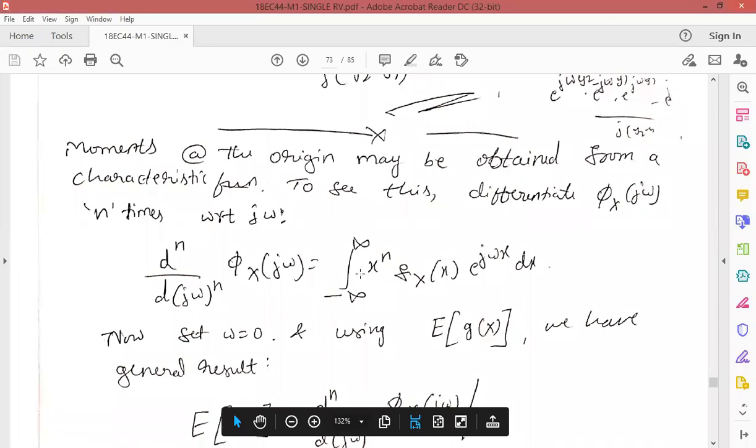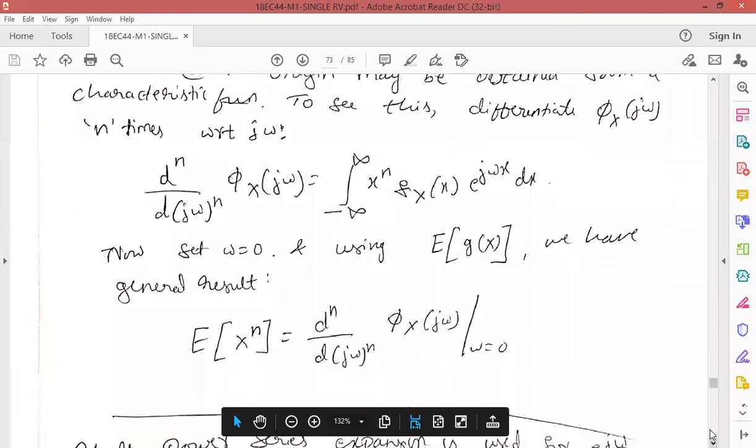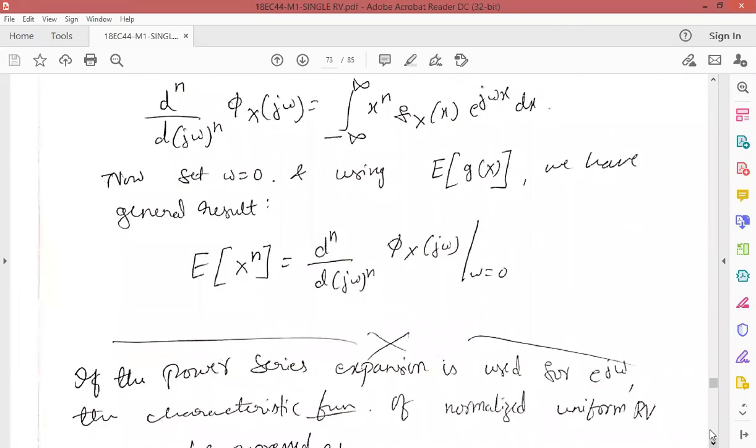Now suppose we put omega equal to 0 and use the expectation operator. It yields expectation of x to the power n equal to d to the power n by d(j omega) to the power n of phi x of j omega, where omega is set to 0. This we are going to see in the next problem.